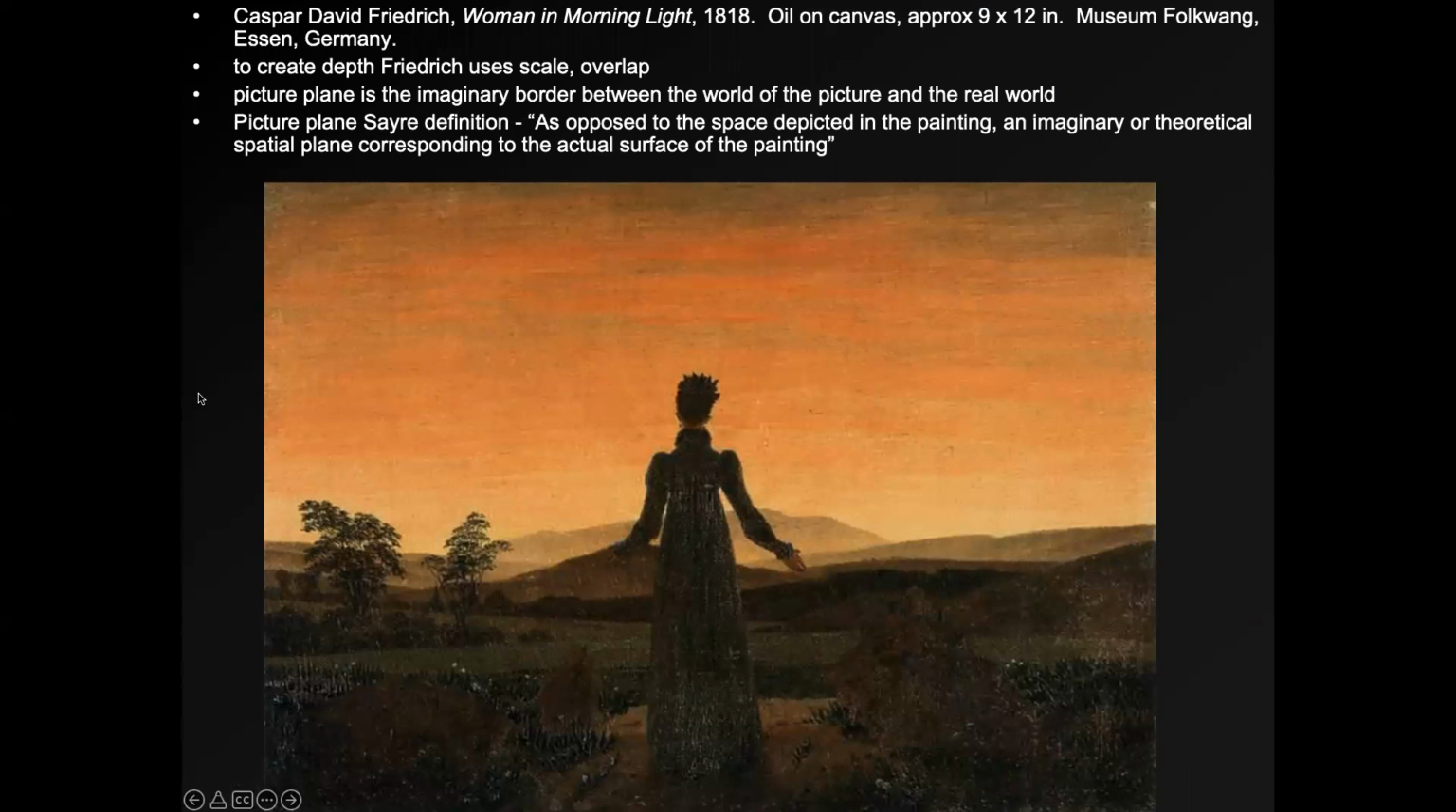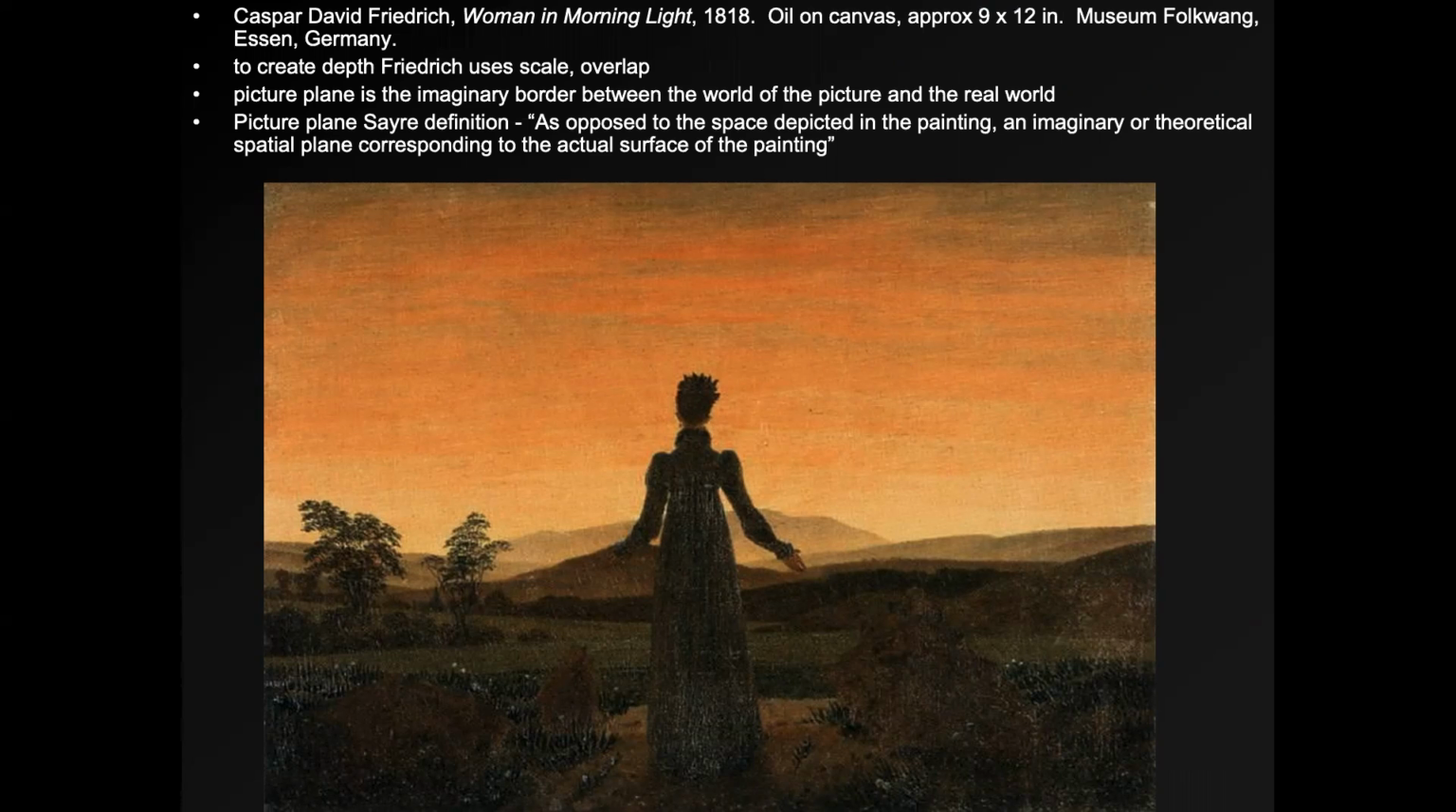So this is Caspar David Friedrich's Woman in the Morning Light. And I'm using this one to explain the concept of the picture plane. So the picture plane is, as opposed to the space depicted in the painting, an imaginary or theoretical spatial plane corresponding to the actual surface of the painting.